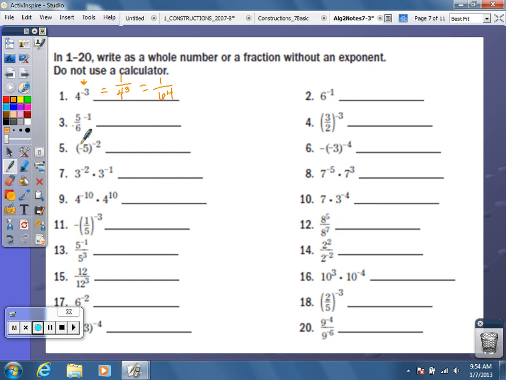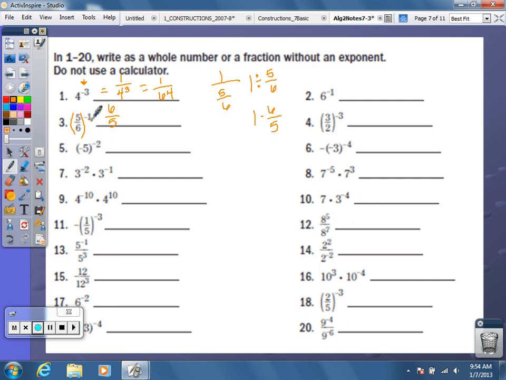Okay, this one is a little different because I have 5/6. The whole thing is to the negative first power. I want a positive exponent. So I would put 1 over 5/6, but no one's going to write that. If you remember, that is 1 divided by 5/6. When you divide fractions, that's the same thing as multiplying by the reciprocal, so it's 1 times 6/5. So we have 6/5.